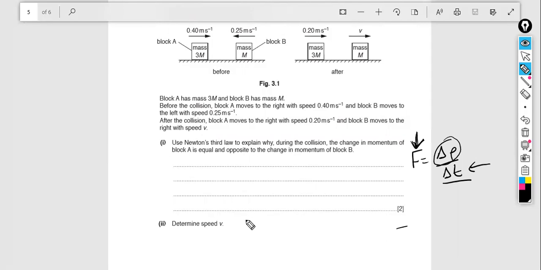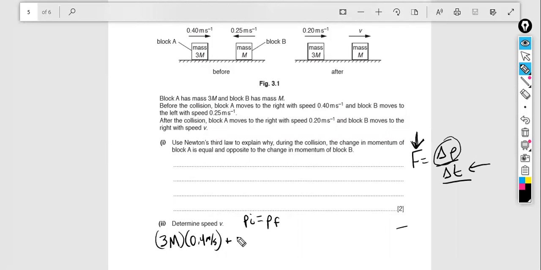So let's remind ourselves what that is. That says that the initial momentum of all the objects before the collision is equal to the final momentum of all the objects after the collision. So we'll calculate the initial first. We've got block A, which is 3m, that's its mass, times its velocity 0.4 meters per second. So that would be its momentum. Remember, the sum of all the momenta of the objects is the initial momentum.